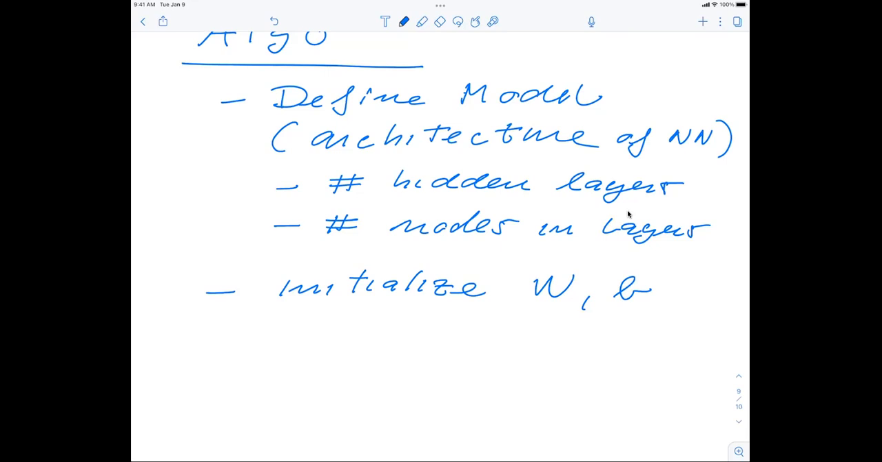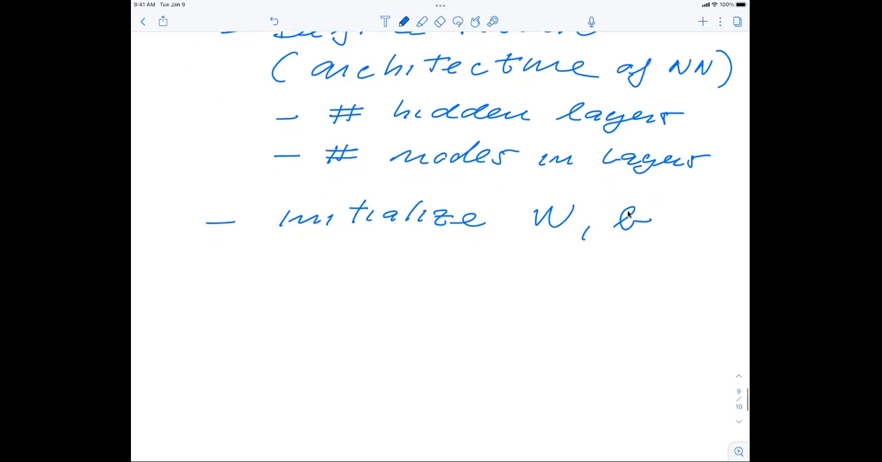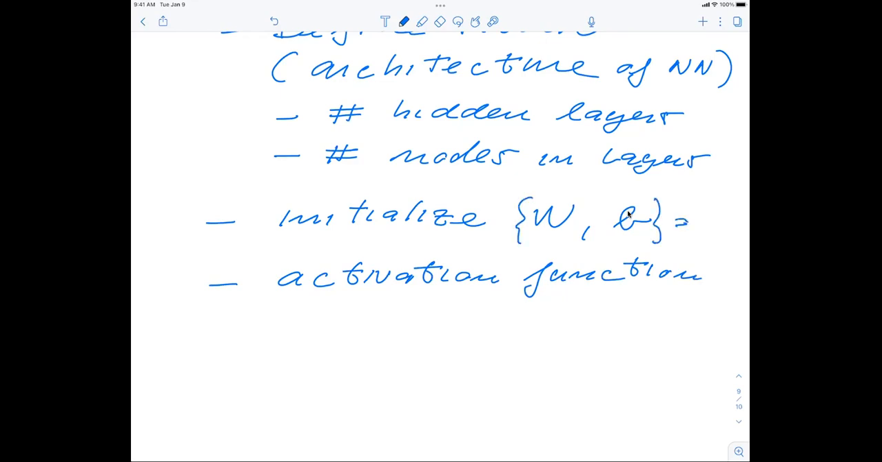If you make them too large, you can get gradients which explode. If you make them close to 0, you can have gradients which vanish, and you don't want that. So you choose typically some small values distributed according to the normal distribution. Then we need other parameters. We need to define the activation functions. So W and B, they are the parameters, theta.